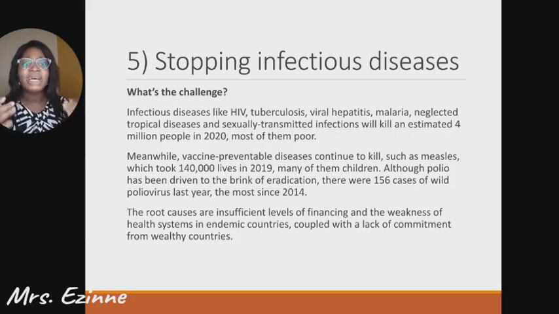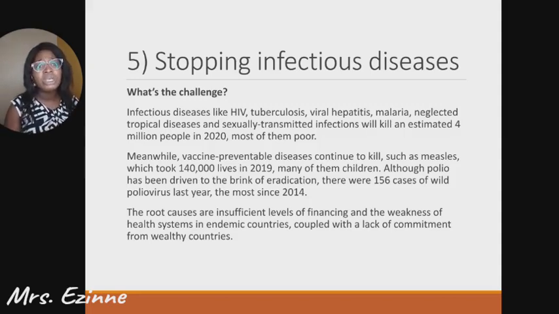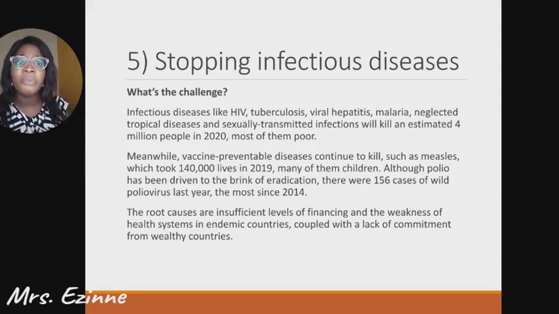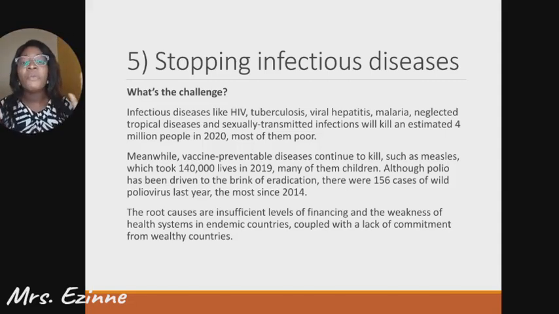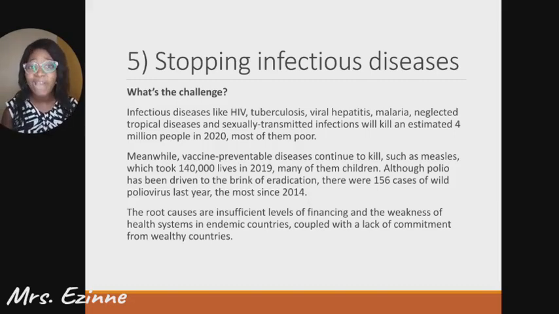Meanwhile, vaccine preventable diseases continue to kill, like measles, which took 140,000 lives in the year 2019, many of them children. Of course, under fives are more at risk of getting such diseases than other people. Although polio has been driven to the brink of eradication, there were 156 cases of wild polio virus last year, the most since 2014. Can you imagine that?